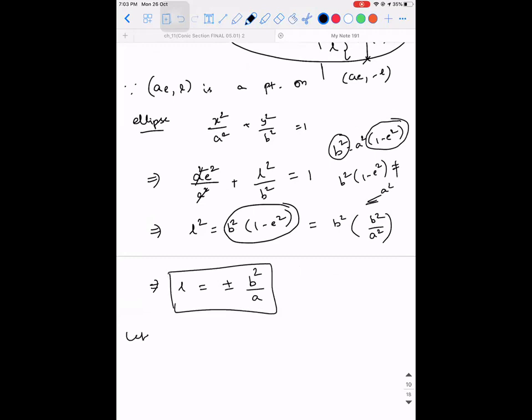So what is the length of latus rectum? It is 2 times b square divided by a.